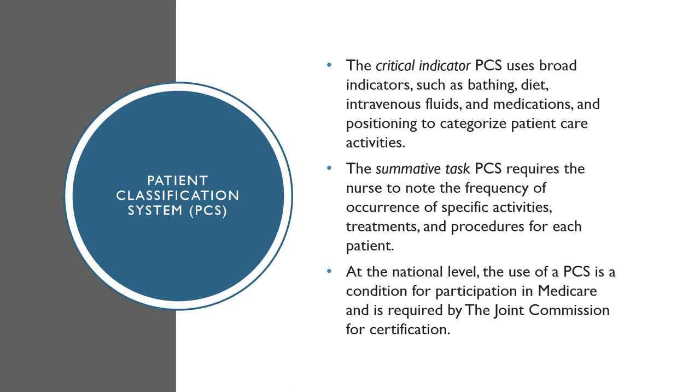So we've already discussed there are several types of patient care systems. The critical indicator type uses broad indicators such as bathing, diet, IV fluids, medications, and positioning to categorize patient care activities. As far as summative tasks, patient care systems require the nurse to know the frequency of occurrence of specific activities, treatments, and procedures for each patient. So for example, a summative task may ask the nurse if the patient requires time for teaching, elimination, or hygiene. At the national level, the use of PCS is a condition for participation in Medicare and is required by the Joint Commission for Certification.